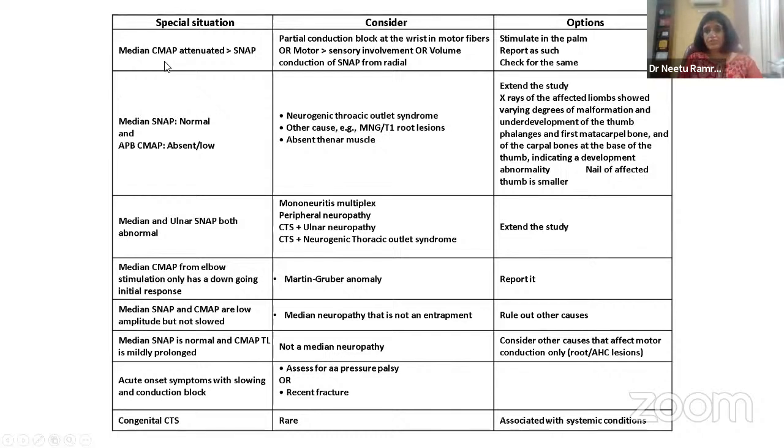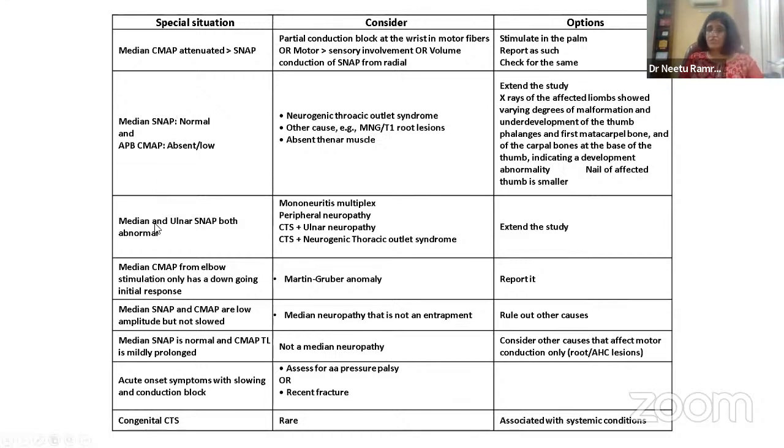The situation which we saw here, where the median SNAPs are nearly normal, and the APB or the CMAPs are either absent or low. Here one of the differential diagnoses is neurogenic thoracic outlet syndrome, or another cause like a T1 root lesion, or absent thenar muscles, or maybe the patient is having a motor neuron disease. So other things should always be in the picture.